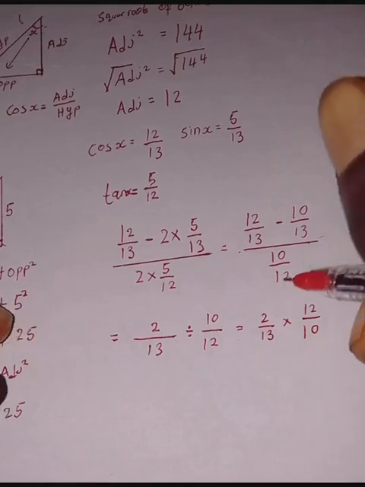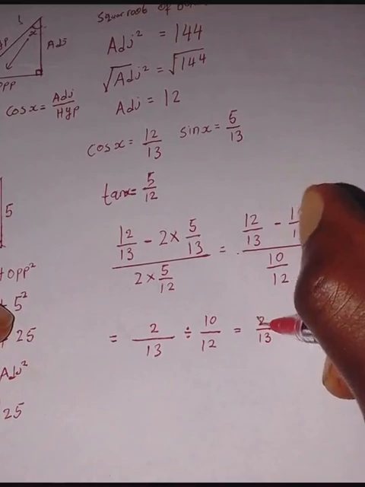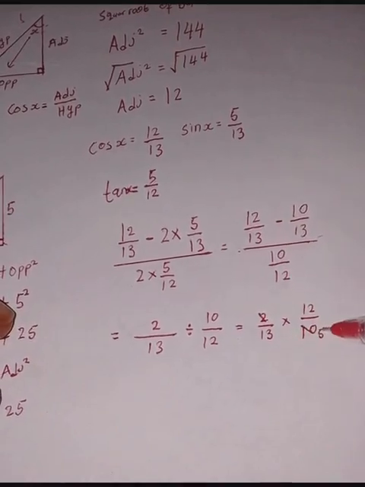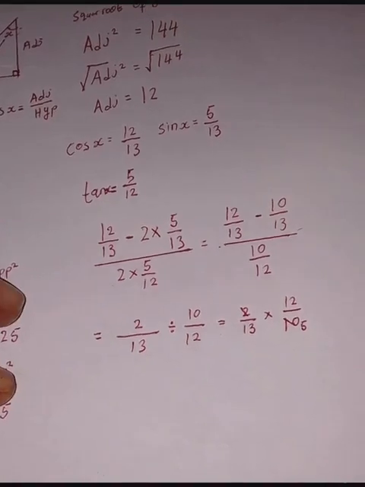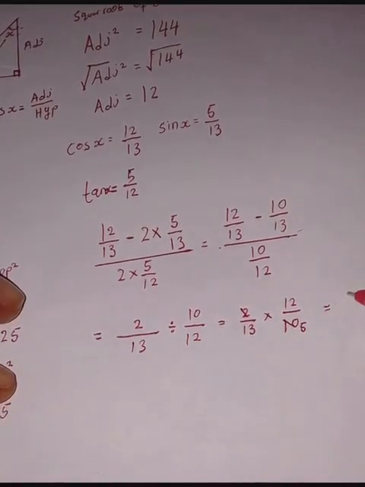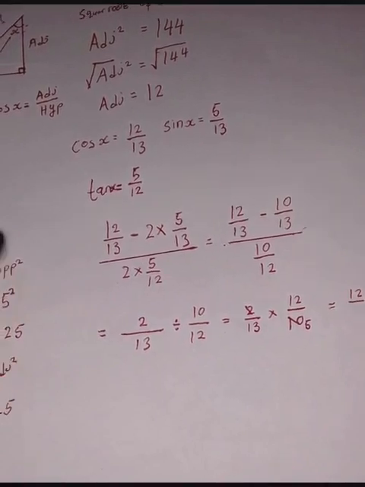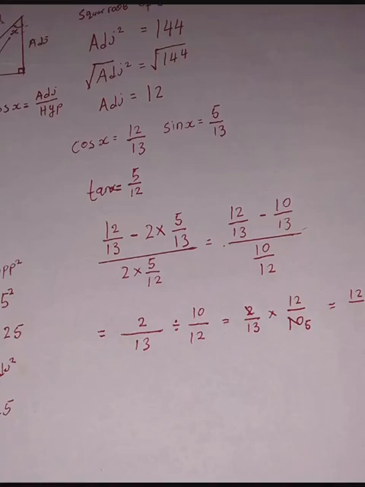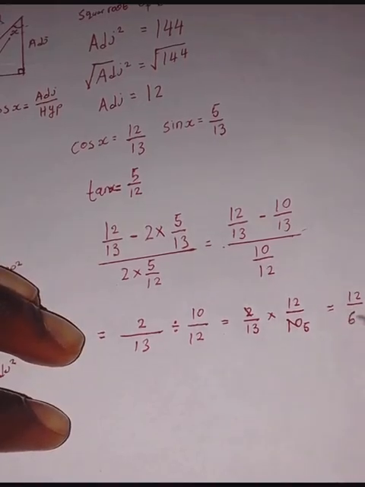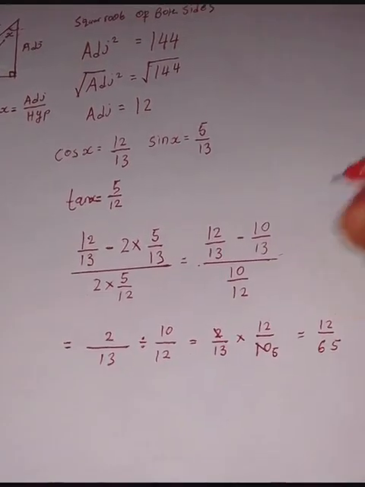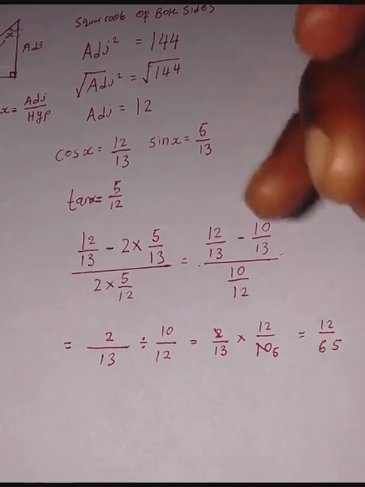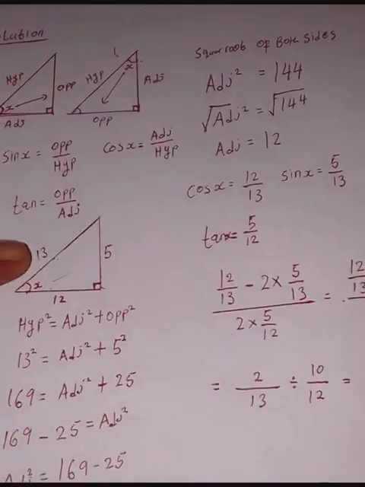So from here we can see that 2 goes into 2 once, and into 10 five times. So we have 12 over 13 times 5, which should be 65. So that's 12 over 65. So that is the answer. So we got our answer to be 12 over 65.